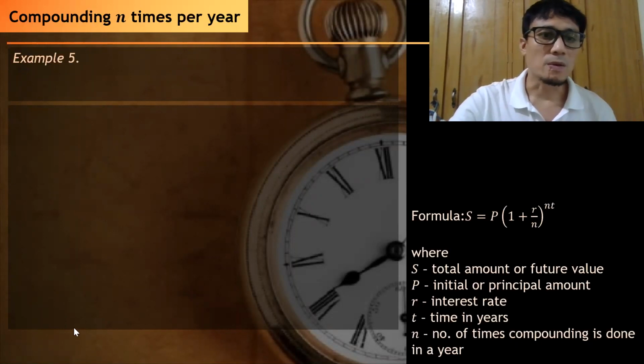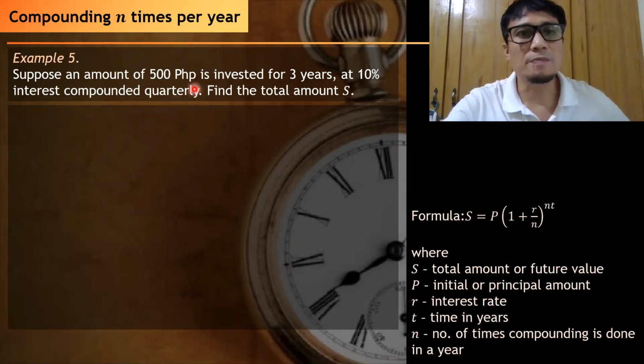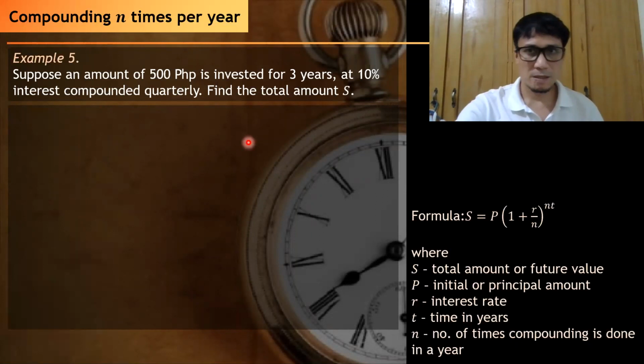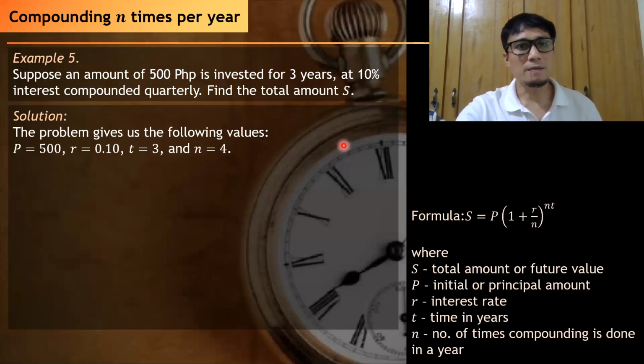So let's consider another problem to illustrate this. Suppose an amount of 500 pesos is invested for 3 years at 10% interest that is compounded quarterly. Find the total amount. Since we have the formula, we need only to identify the given. Your P is 500, your R is 10%, which is 0.10, your T is 3 years, and N is equal to 4.